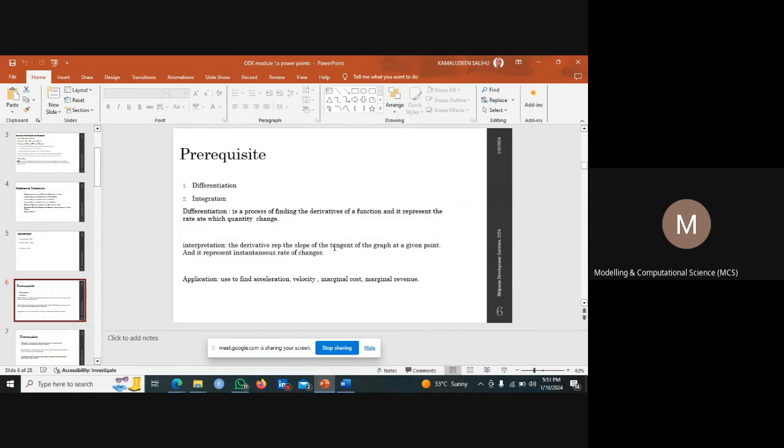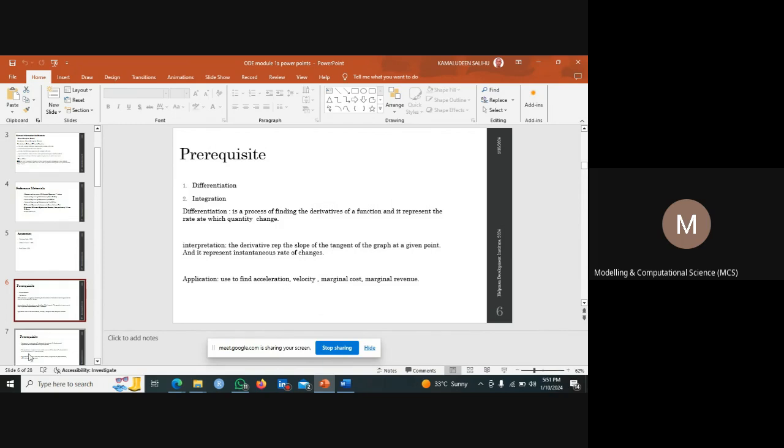It is applied in acceleration, because when you start your car, you start with a particular speed, then later you can increase it. Since you are going to have a rate of change there, we use differentiation in acceleration. We also use it for velocity. Then in economics, they use it for marginal cost and marginal revenue.